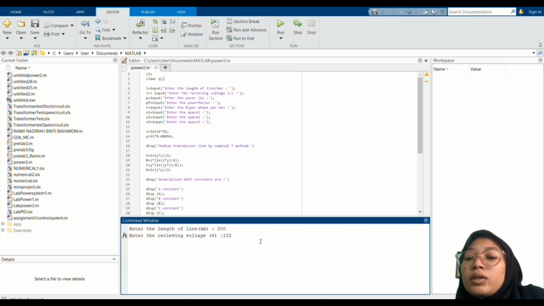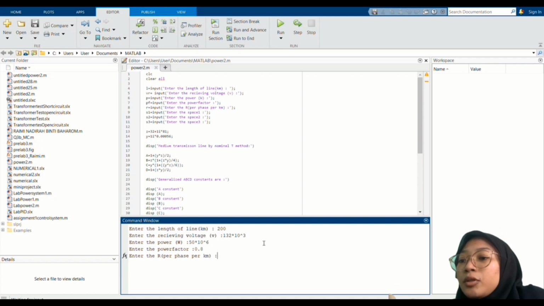So kilo is 10 to the power of 3, enter. The power is 50 megawatt. Mega is 10 to the power of 6, and power factor is 0.8. Enter the R per phase per kilometer, which is 0.16, as stated in the question. The space 1 is 4, space 2 is 5, space 3 is 6.